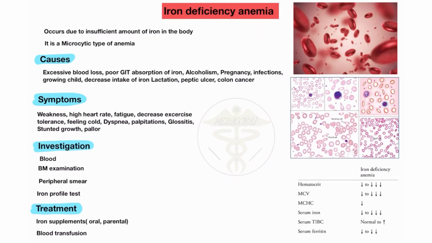Iron deficiency anemia occurs due to an insufficient amount of iron in the blood, meaning a decrease in the amount of iron in the blood. So it causes iron deficiency anemia. It is a microcytic type of anemia.